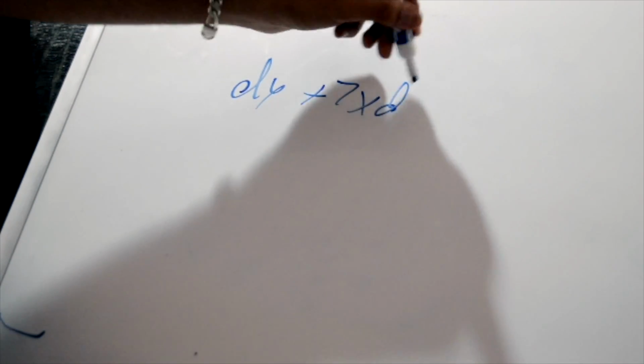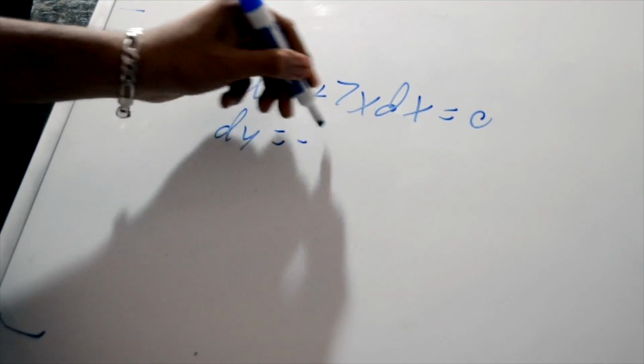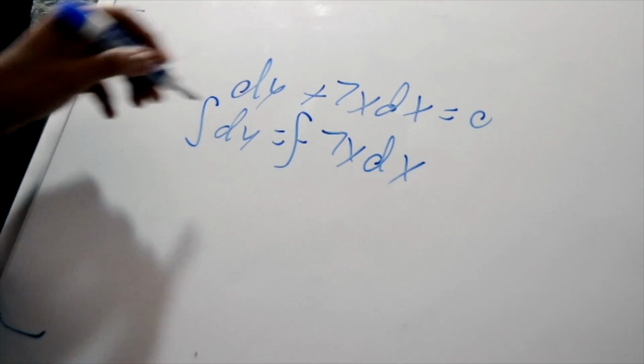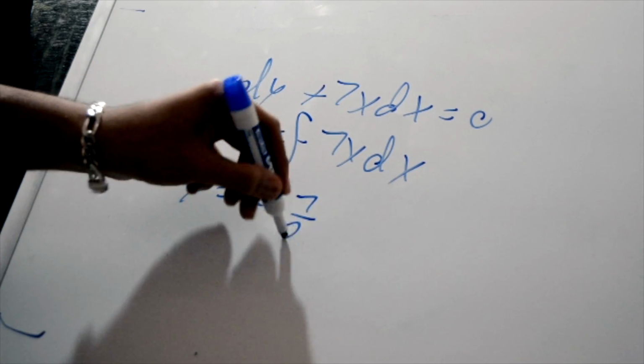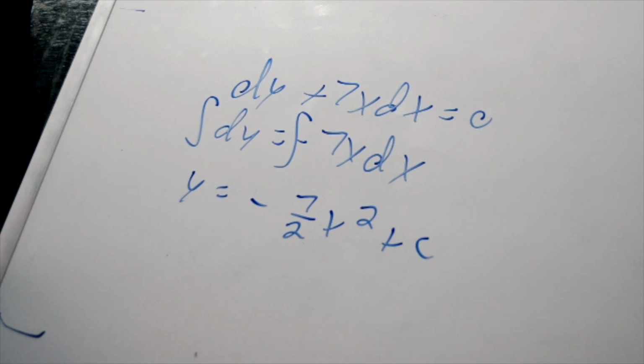Alrighty, let's go right into part 3 of review for AB Calculus. We're going to do differentials first, and if we have an example of differentials, just separate them and integrate. So if you have dy plus 7x dx equals 0, we subtract 7x, so we get dy equals negative 7x dx. Integrate that, and we get y equals negative 7 over 2 x squared plus c. Remember to put in the c.